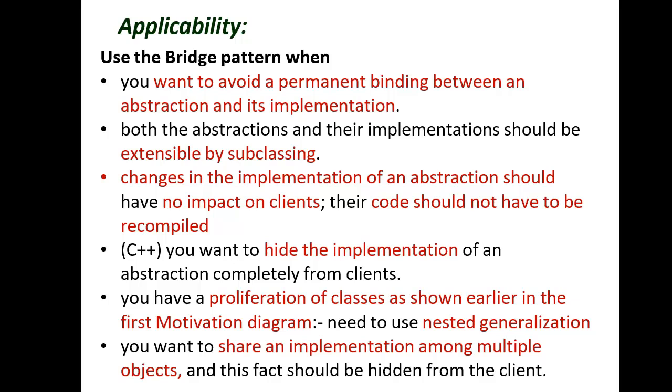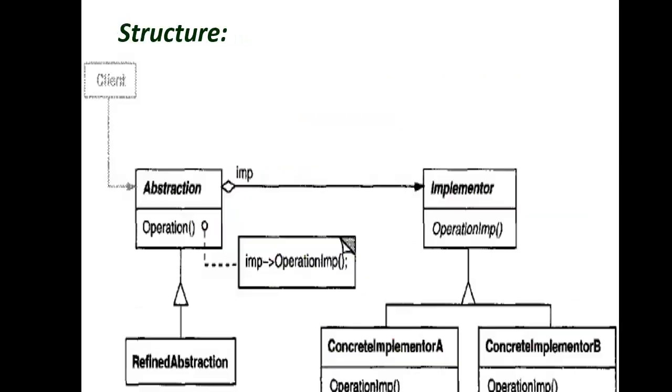You have a proliferation of classes, as I showed earlier in the first motivation diagram. It needs to use nested generalization. You want to share an implementation among multiple objects, and this fact should be hidden from the client.